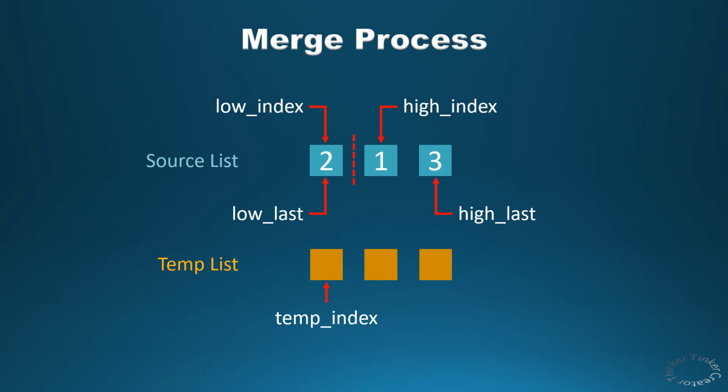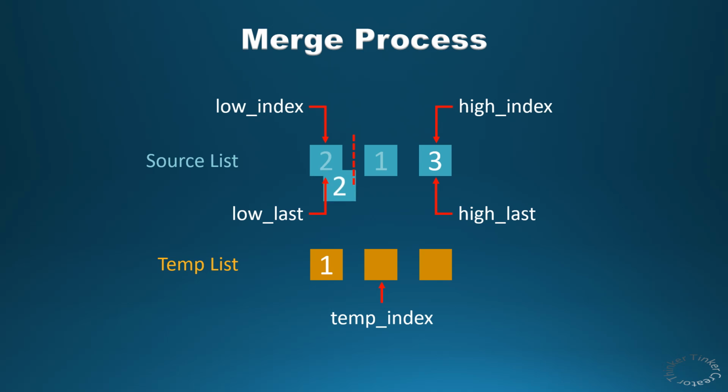First we compare the items, to which the low index and the high index point. The smaller of the two is copied to the temp list. And the temp index advances to the next available position. The high index advances also. Once again we compare the items, to which the low index and the high index point. The smaller of the two is copied to the temp list. And the temp index advances to the next available position. The low index advances also.